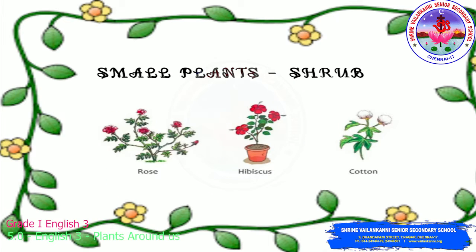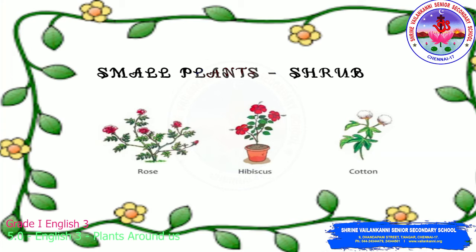And next is the small plants. Small plants are otherwise called shrub. Okay, the best example for shrub is a rose plant. See how the stem of the rose plant looks? It is a little thin but it's strong. Is it not? It can stand firmly. It will have so many branches starting from below the ground level itself.